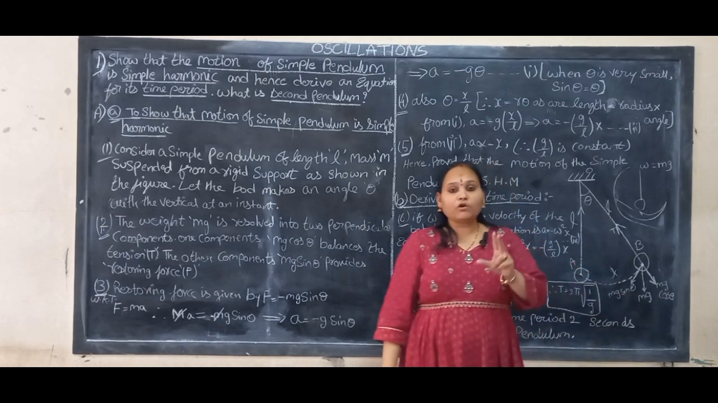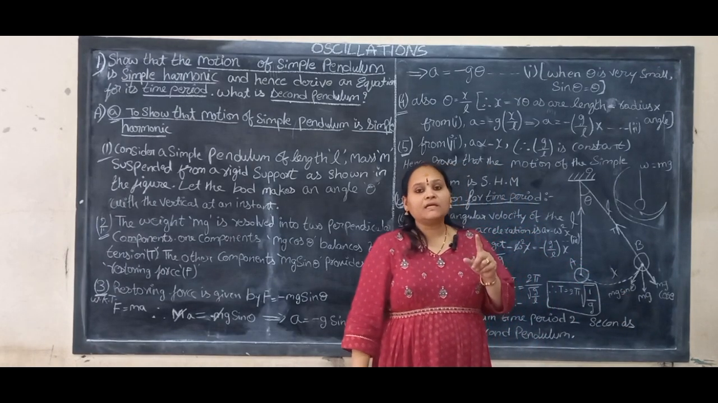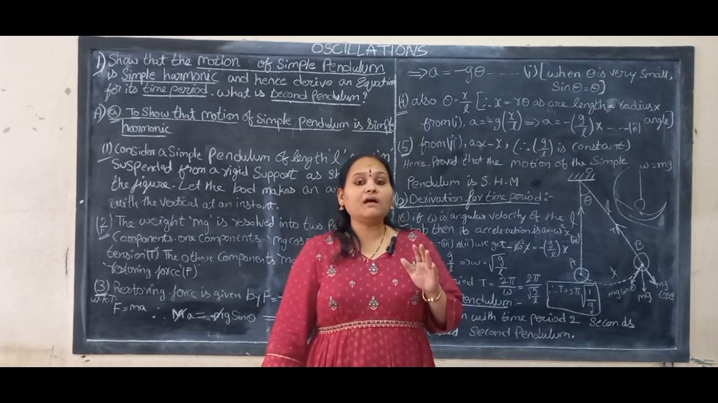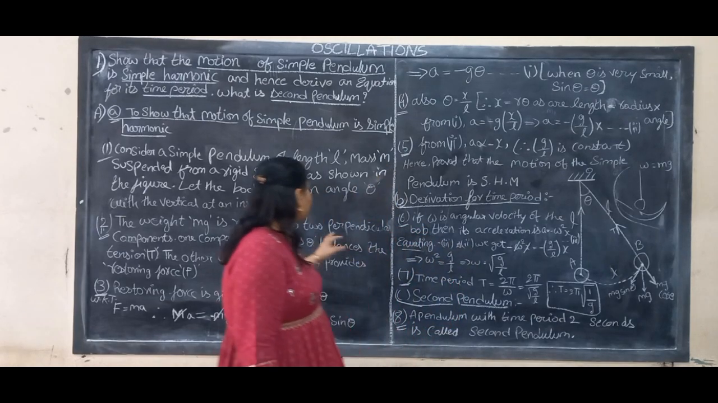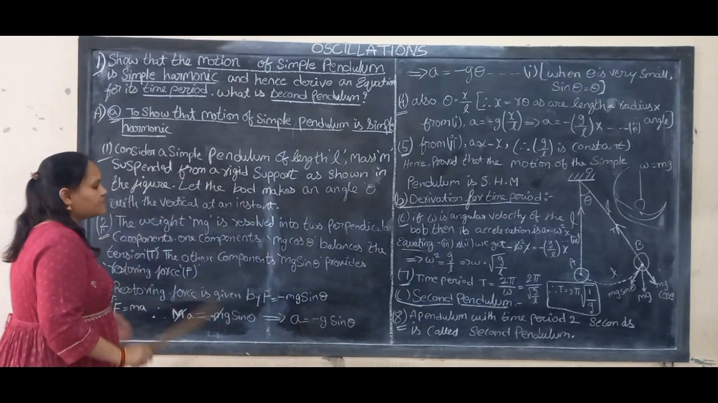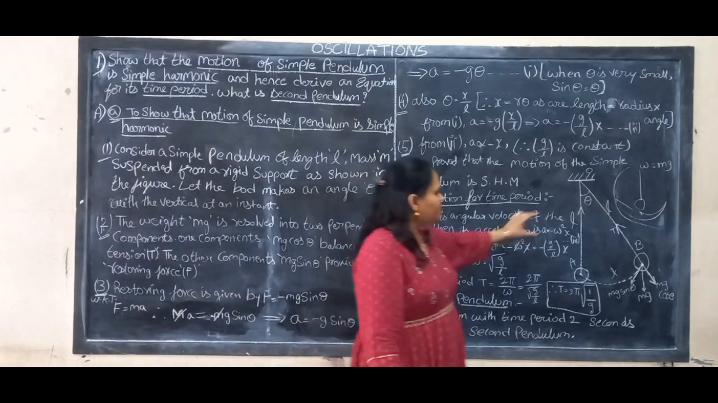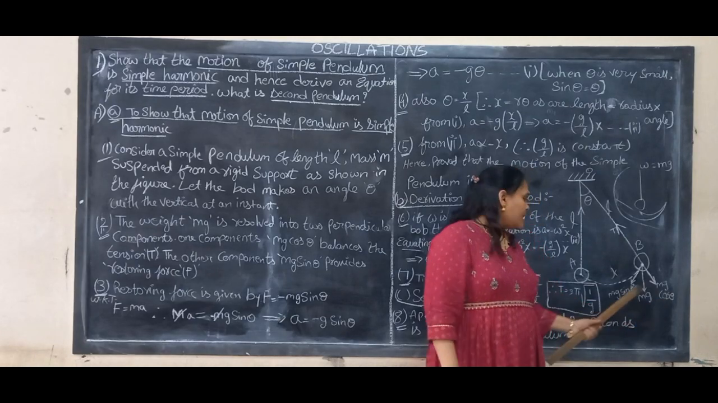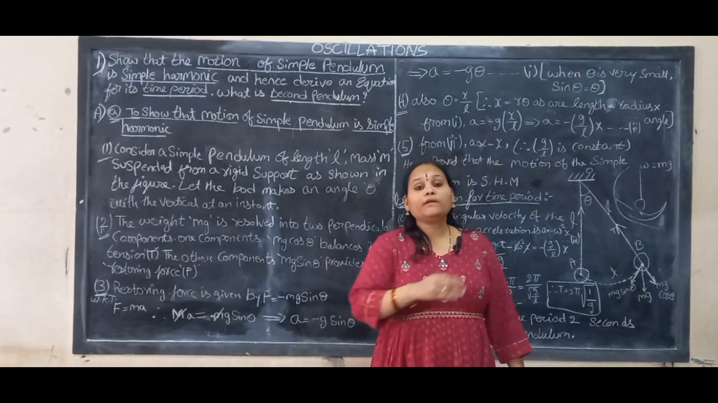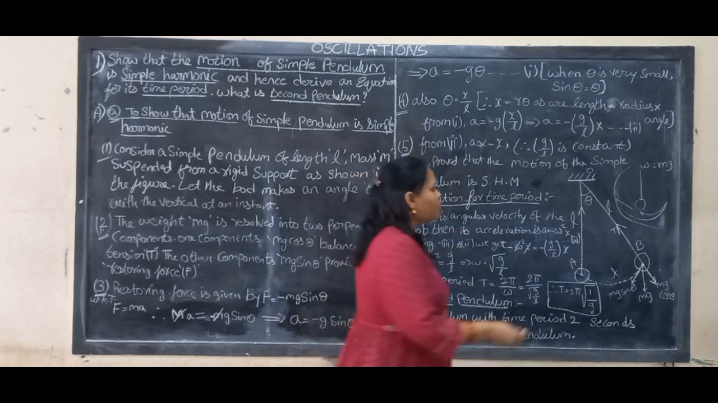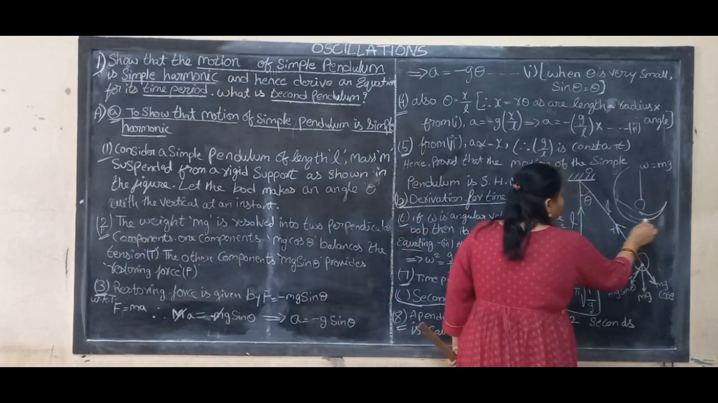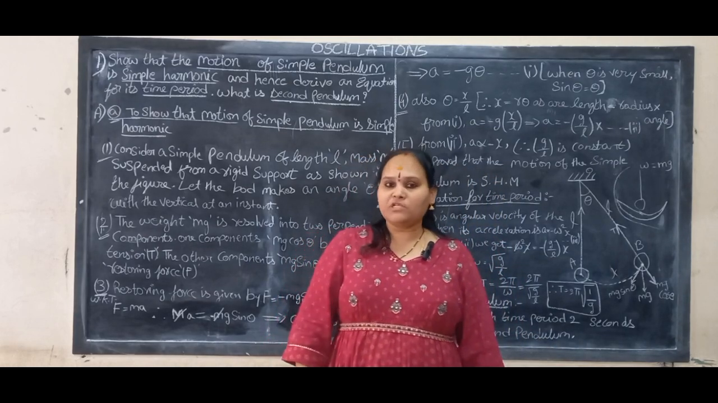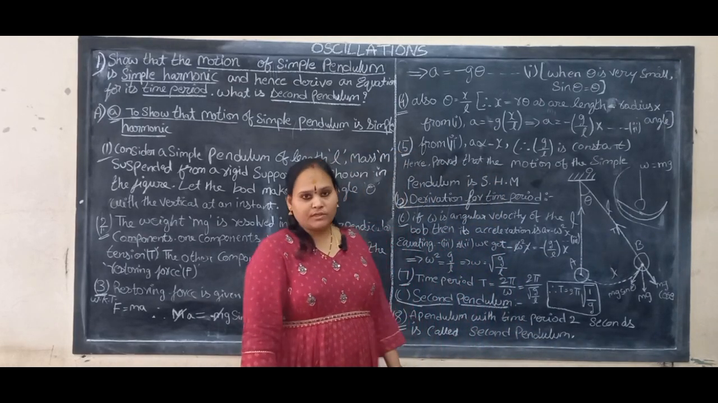This mg will be resolved into two components. One is mg cos theta, another is mg sin theta. Mg cos theta balances the tension. The tension will be generated in this thread, and it is balanced by the force mg cos theta. And mg sin theta is the restoring force. That means the bob moves to and fro. The force which is used to restore the position of the bob is called the restoring force.